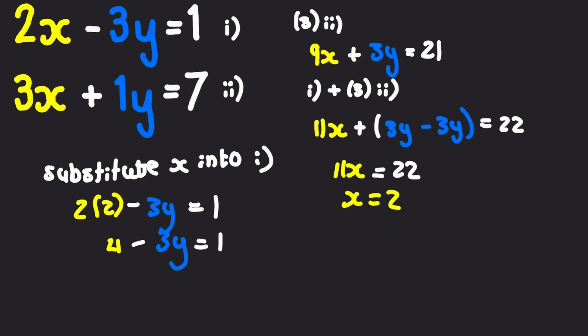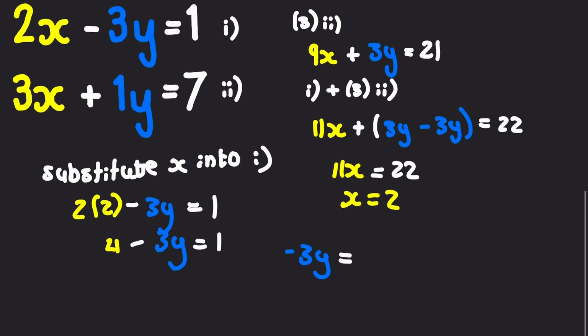Here we go again. Minus 3y is equal to, if we subtract 4 from both sides, the left-hand side and the right-hand side, to keep the equality, just normal equation stuff, it is equal to minus 3 on the right-hand side. And therefore y is equal to 1. So we get x is equal to 2 and y is equal to 1.